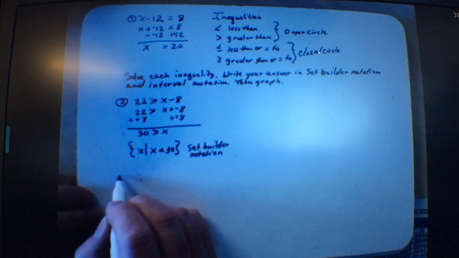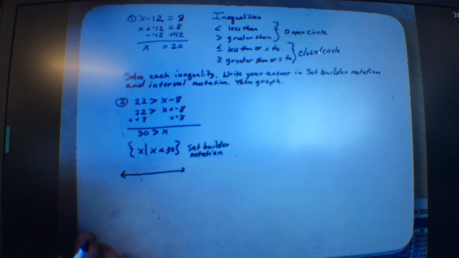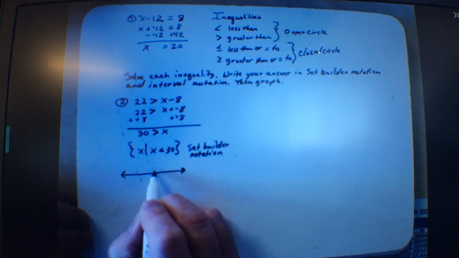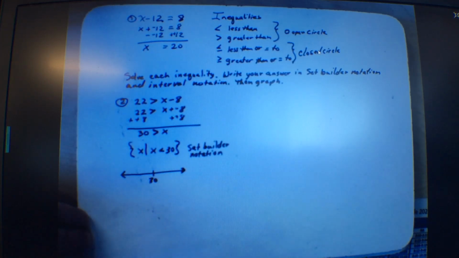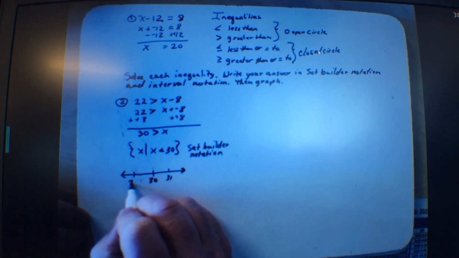Now, the next thing I'm going to do is I'm going to graph it, because it's easier to write interval notation if you graph it first. Okay, so somewhere on my graph I'm going to put 30. I like to put 30 right in the middle. And to the right I'm going to put 31, and to the left I'm going to put 29.